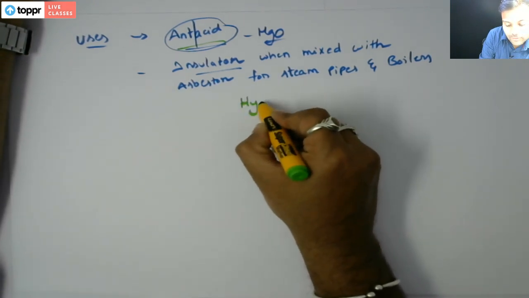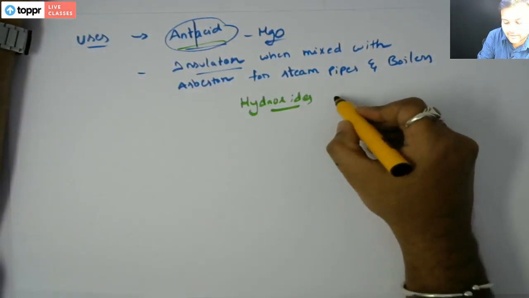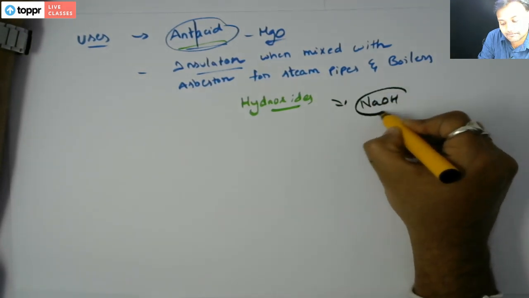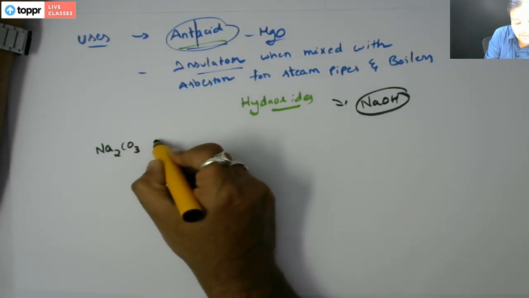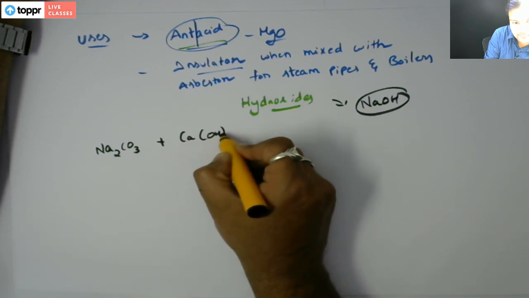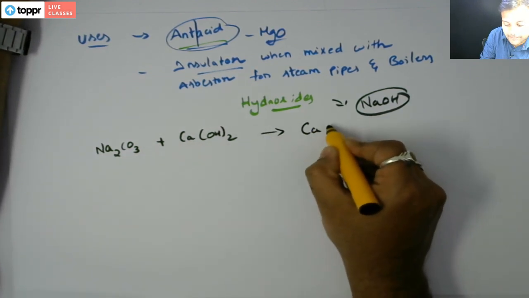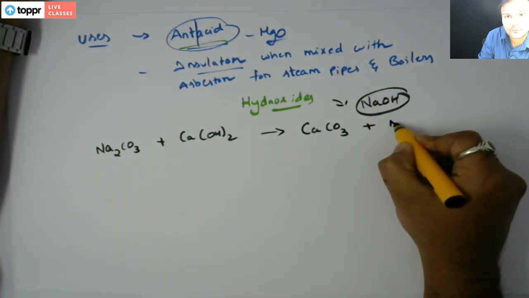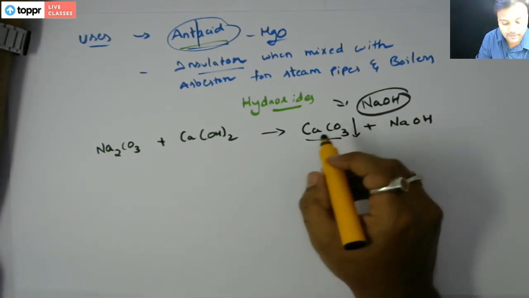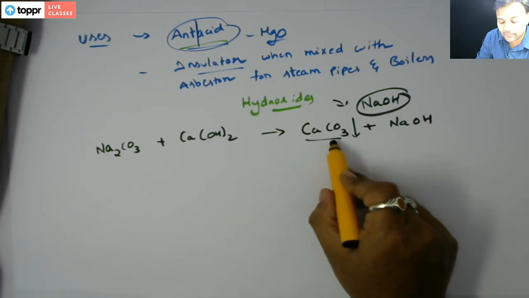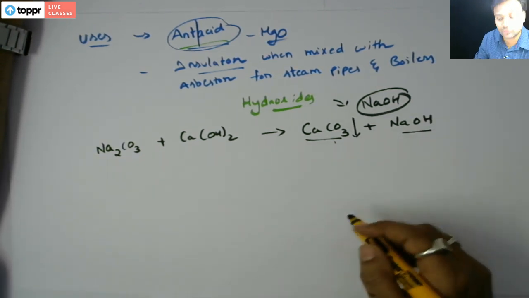Now we have seen all about the oxides. Let's look into hydroxides. The first and best hydroxide is sodium hydroxide. When sodium carbonate is treated with calcium hydroxide, what happens? There is formation of calcium carbonate plus NaOH. Calcium carbonate forms as a precipitate, and there is formation of sodium hydroxide, the best method.